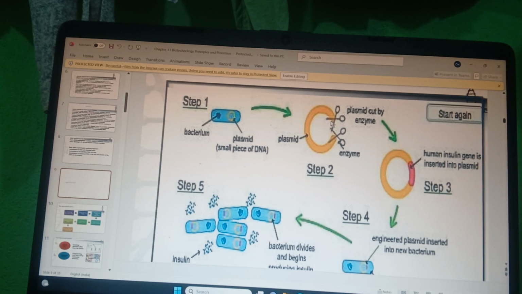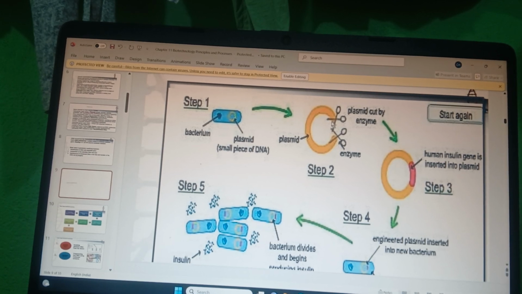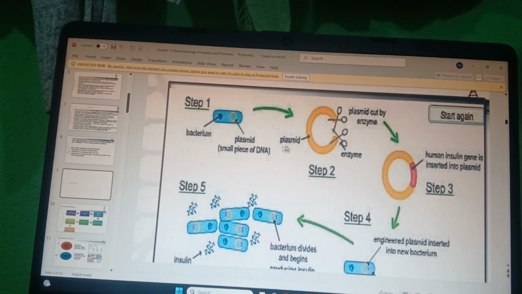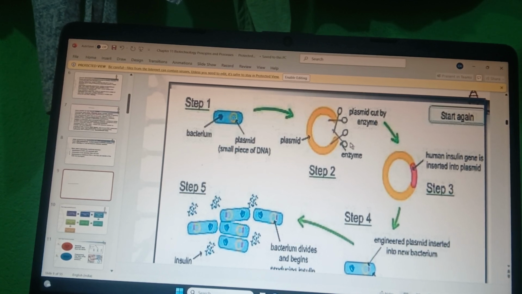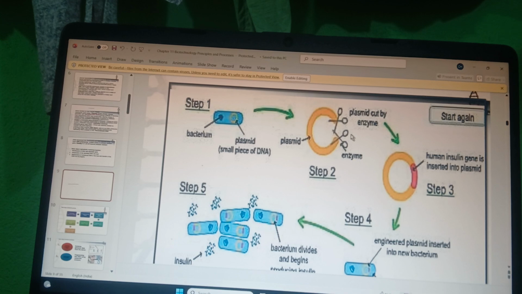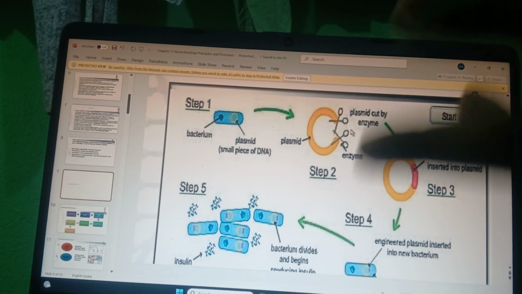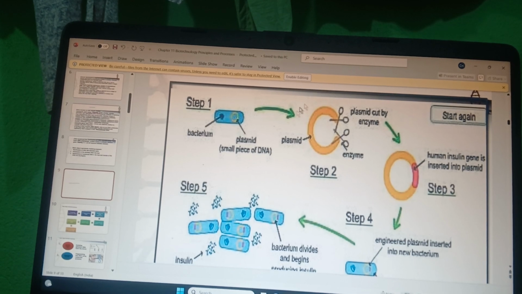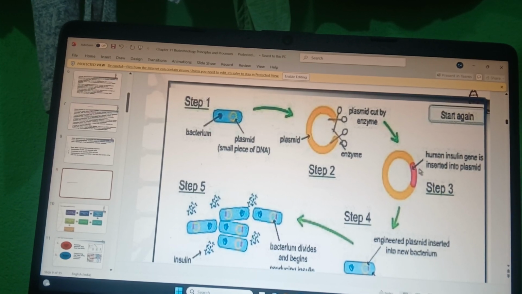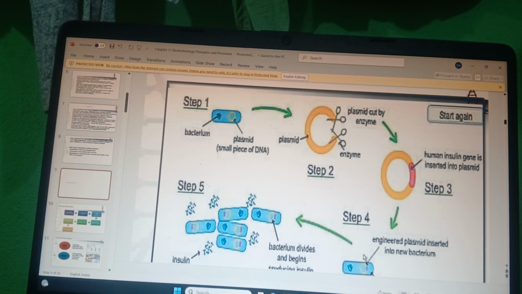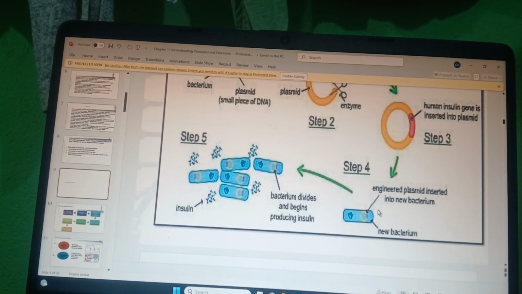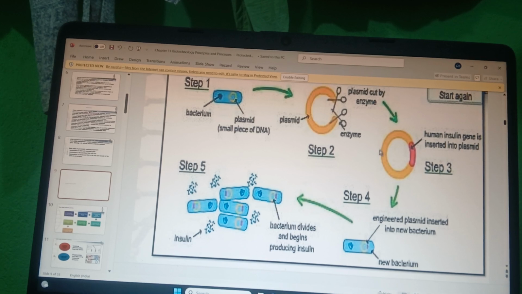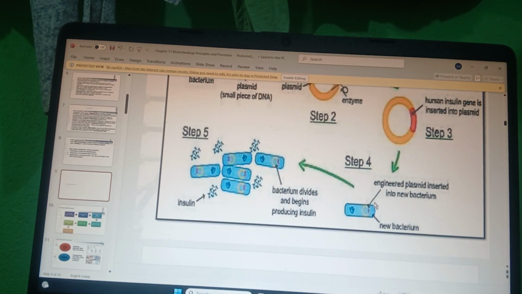Actually, what is a vector? A vector is a vehicle. When you come to school, you come by school bus or any car or any bike. The vehicle brings you from your home to school, and again brings you from school to home. Like that, this vector DNA brings the gene of interest to the host cell. Understood? Why is it known as the vector? Because it brings the gene of interest into the host cell.